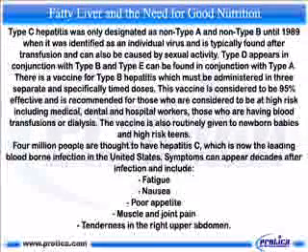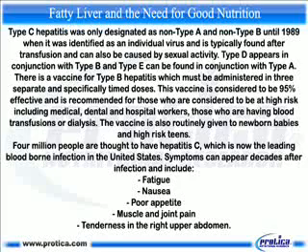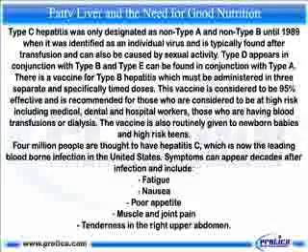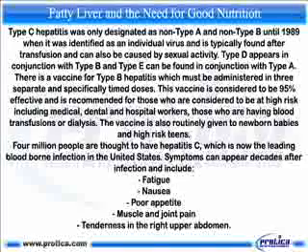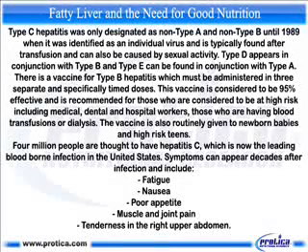Type C hepatitis was only designated as non-type A and non-type B until 1989 when it was identified as an individual virus and is typically found after transfusion and can also be caused by sexual activity. Type D appears in conjunction with type B and type B can be found in conjunction with type A.